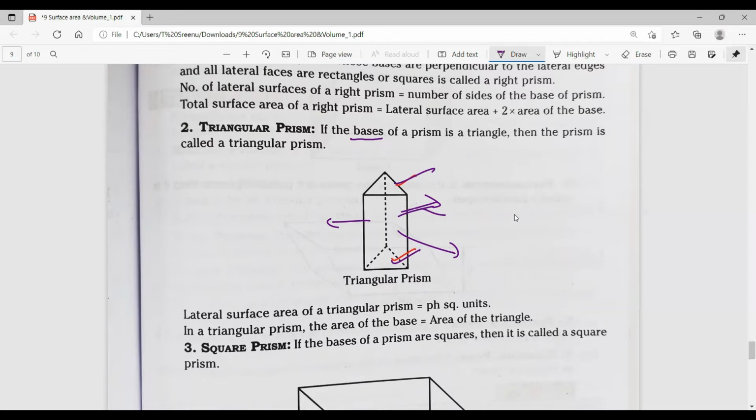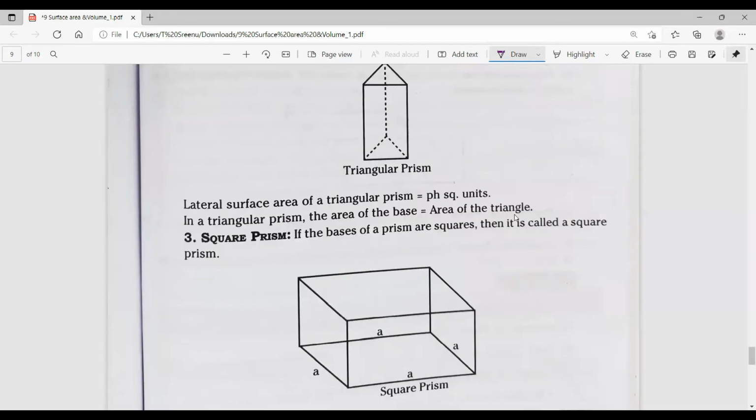So if the bases of a prism are triangles, then the prism is called a triangular prism. Next, the volume of the triangular prism is equal to Ah. A means the area of the base, area of the base means area of the triangle, into height. Area of the base into height, that is the prism formula.